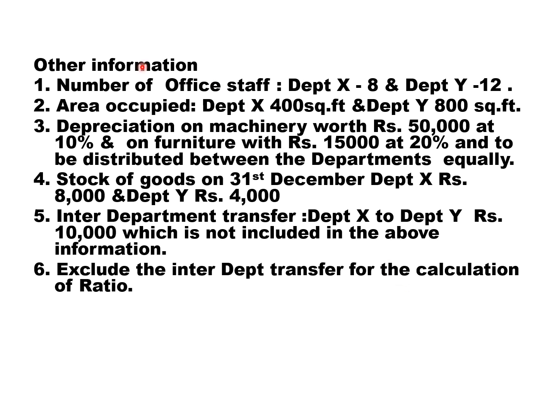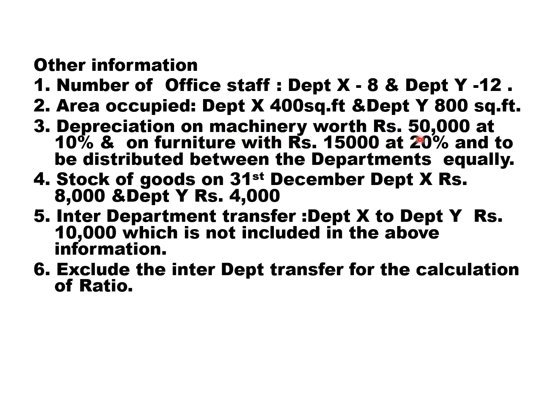So students, let us look into other information. The number of office staff, department X 8 and department Y 12. This will help you distribute the general salary, that is salary to office staff. So if you simplify, 4 2s are 4, 3s are. So the ratio you get 2:4. Area occupied, department X 400 square feet and department Y 800 square feet. So if you simplify, you get 1:2. So distribute the rent and taxes in the ratio of 1:2.